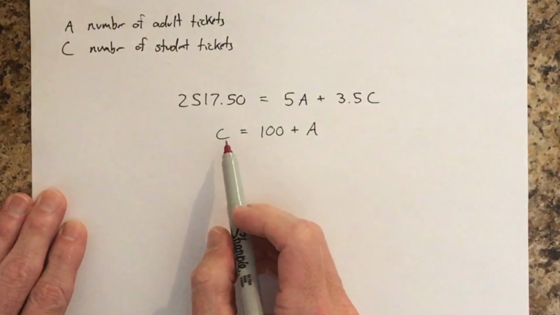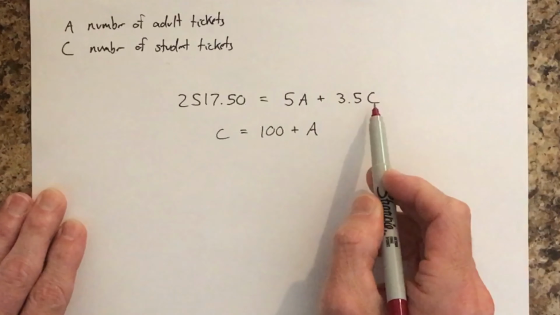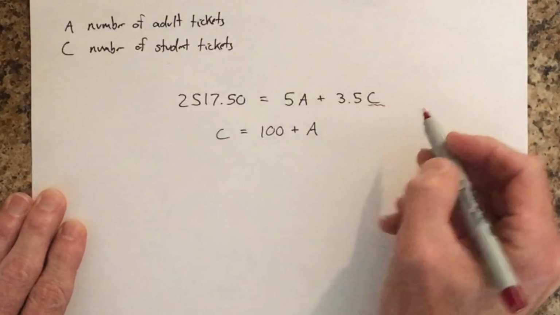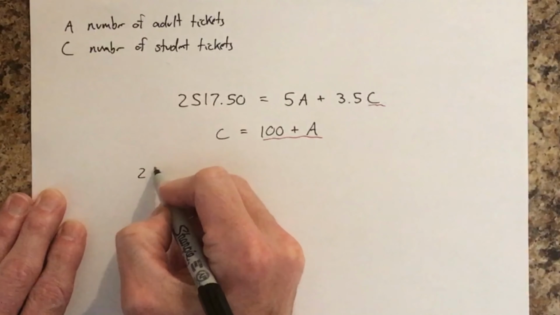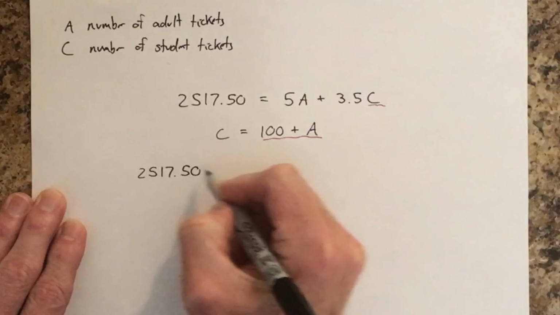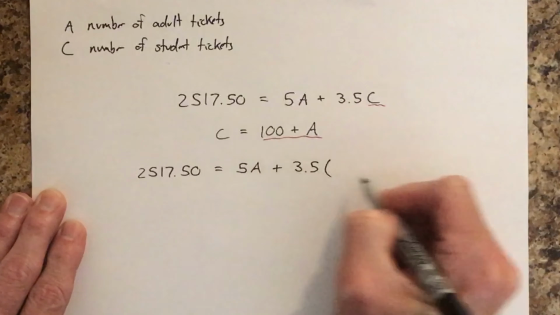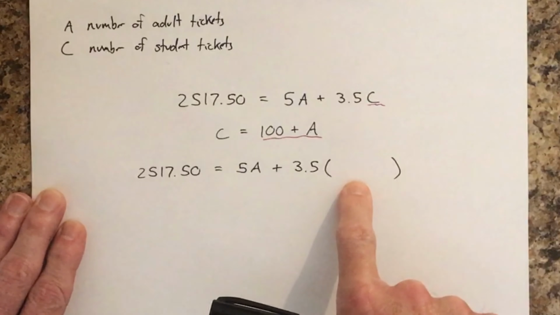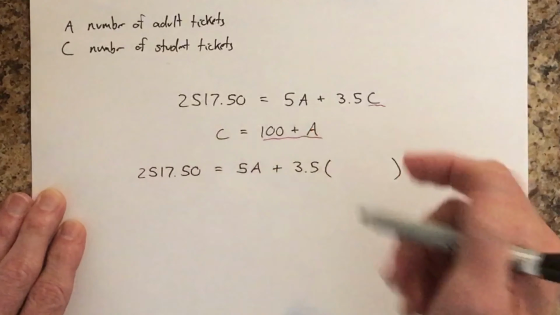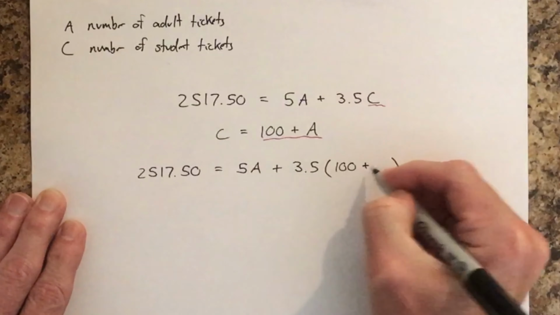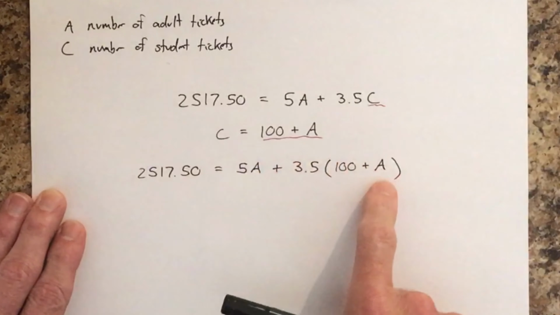Notice the second equation is solved for C. And notice there is a C right here. So we're going to replace this C with all of this. And it looks like this. There's C, that C right there, empty set of parentheses. And we're going to fill it with 100 plus A. We now know how to solve this equation because it only has one variable in it.